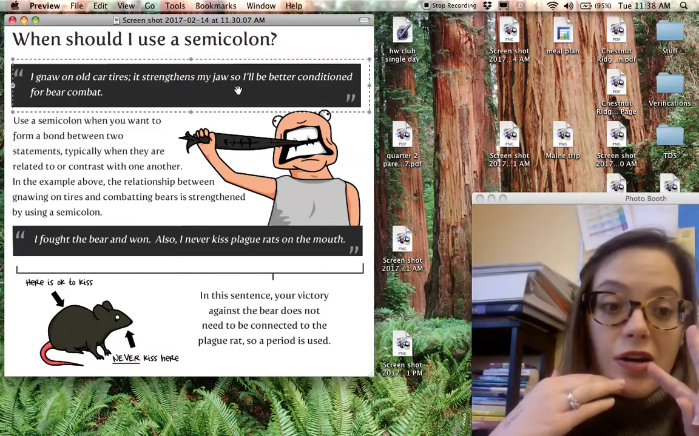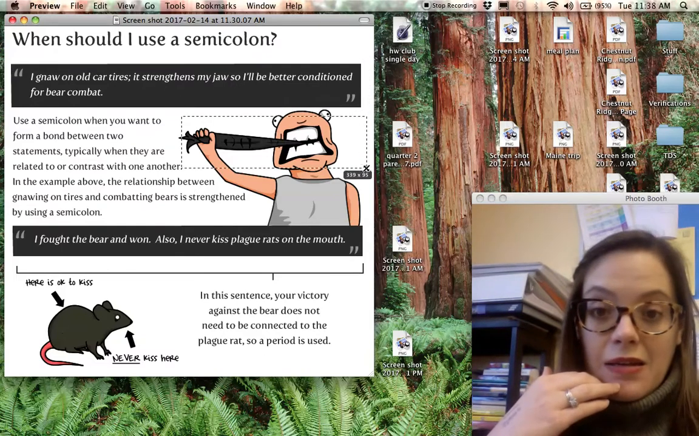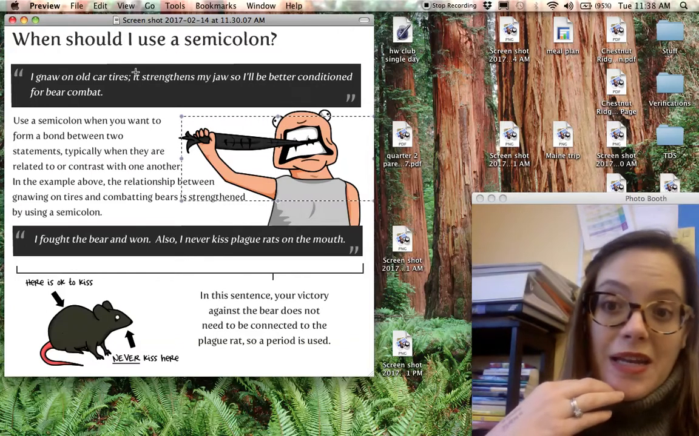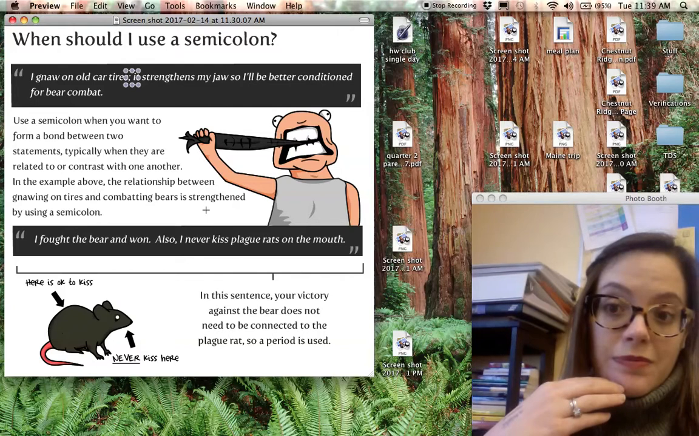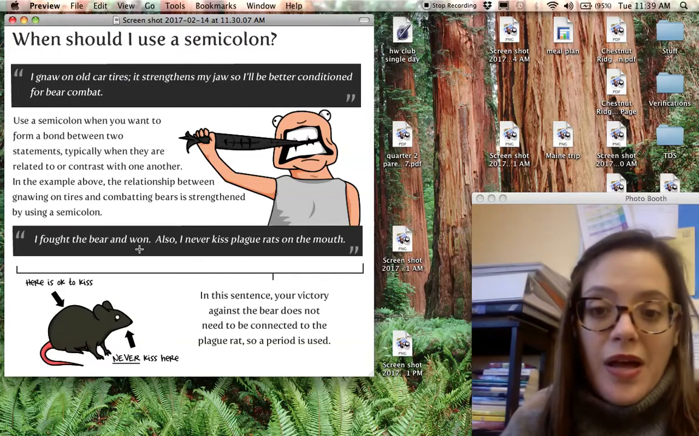Those two sentences are related. It gives me a reason why this guy is gnawing on car tires. They're both independent. I could make them both complete sentences, so they're joined by a semicolon. On the other hand, down here, I fought the bear and won.